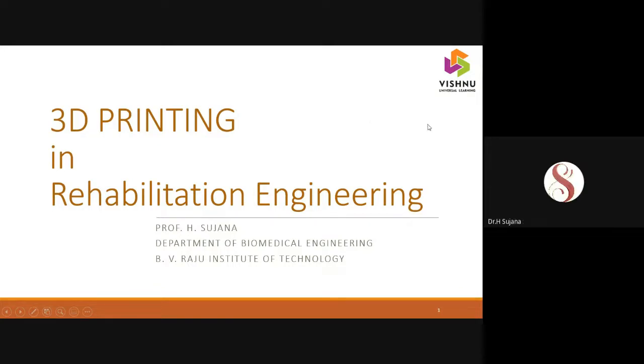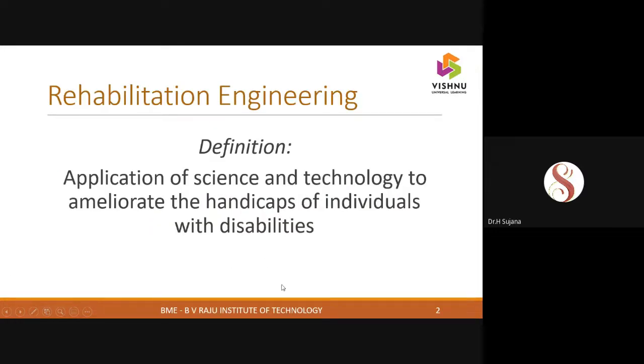Today's topic is 3D printing in rehabilitation engineering. As an introduction, I'm a biomedical engineer and I don't know much about mechanical engineering. So I can't tell you the techniques in 3D printing, but I can tell you how it is used in rehabilitation engineering. I'll give you a few case studies and what is commercially available. And I'll give a little introduction about rehabilitation engineering because I see other non-biomedical engineers also in the participants.